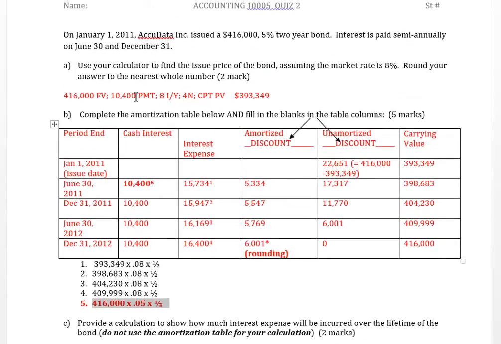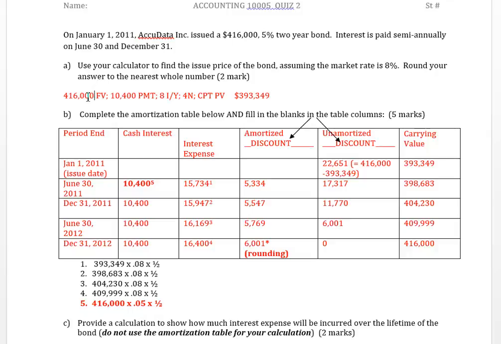and that's going to give you $10,400. Notice you're using your market rate because don't forget when you're calculating the present value, you're calculating it using the market rate. Why? Because the investor is going to give you proceeds which equates to market value. So we use 8%. We have 4 interest payments, so if we did a compute PV, we'd have $393,349.